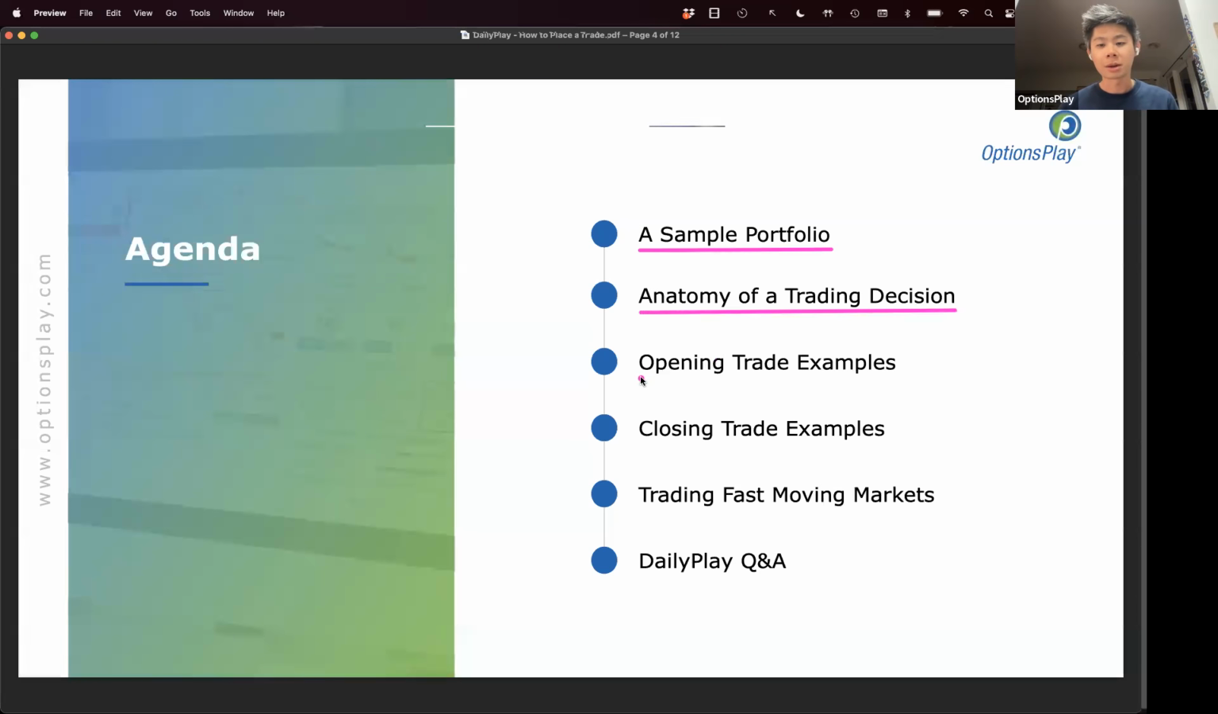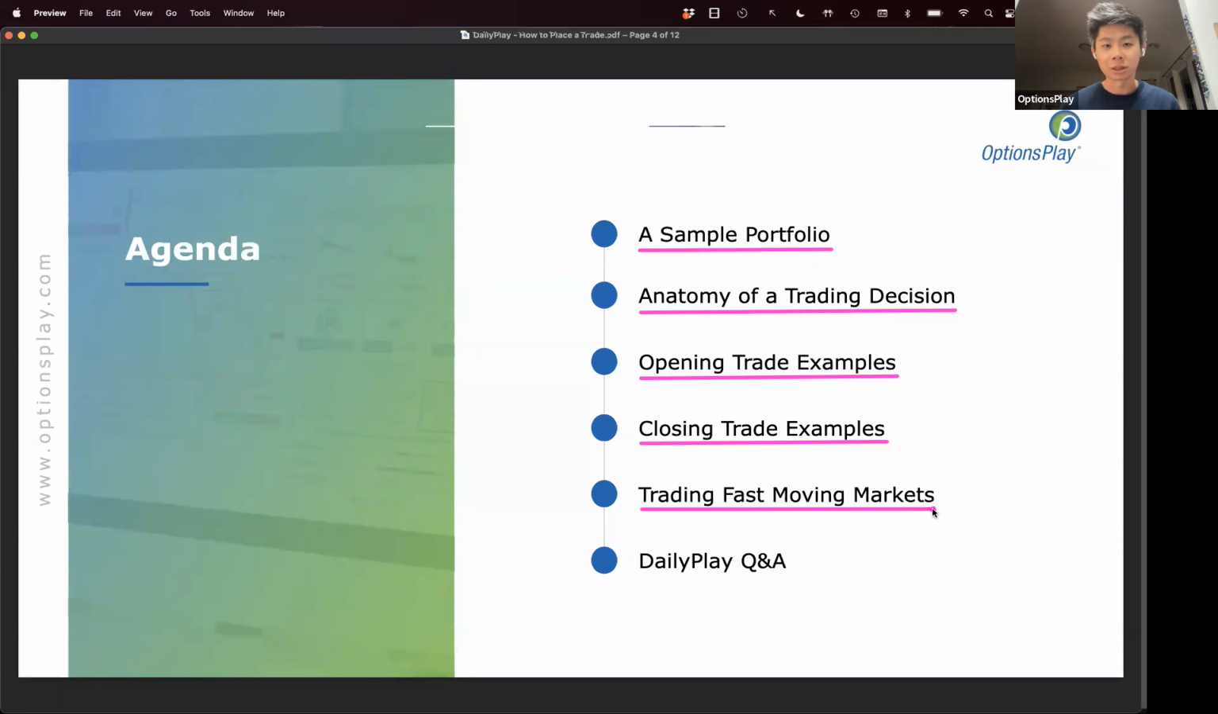Then we'll talk about some trading examples for opening a trade and how that would look for your portfolio, closing a trade and how that would look, and also trading during fast moving markets, because sometimes you might get an idea and by the time you're ready to act on it, things have changed a little bit. How can you adjust your trades accordingly, especially the Daily Play trades? In a fast moving market, by the time you are looking at entering the trade, markets may move by a couple of dollars, but that doesn't mean the trade's not valid. It does mean that in order to trade it, you might want to make some adjustments. So I want to talk about how you can make those adjustments and how to place those trades accordingly.